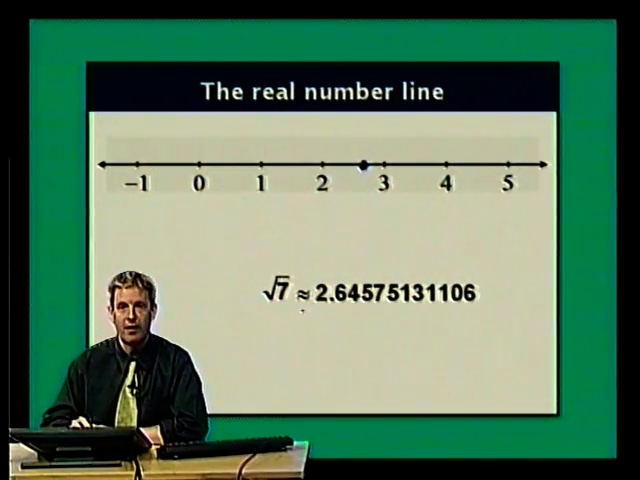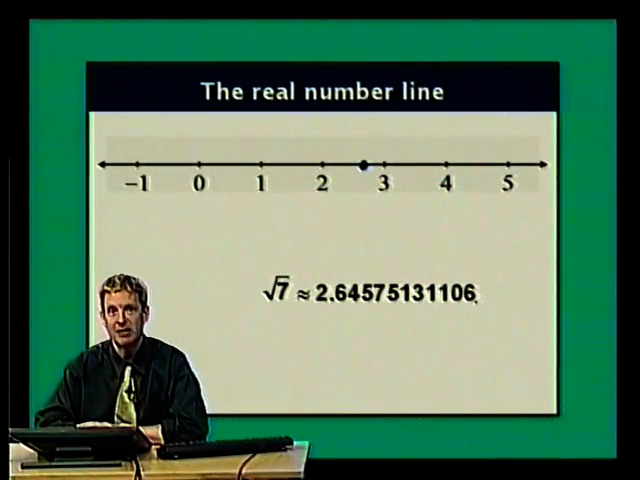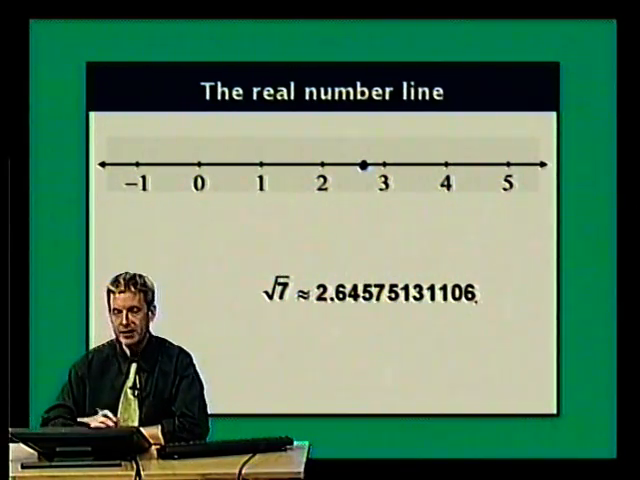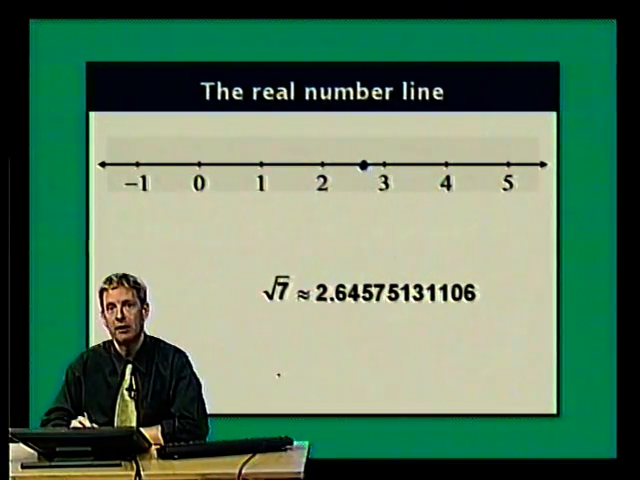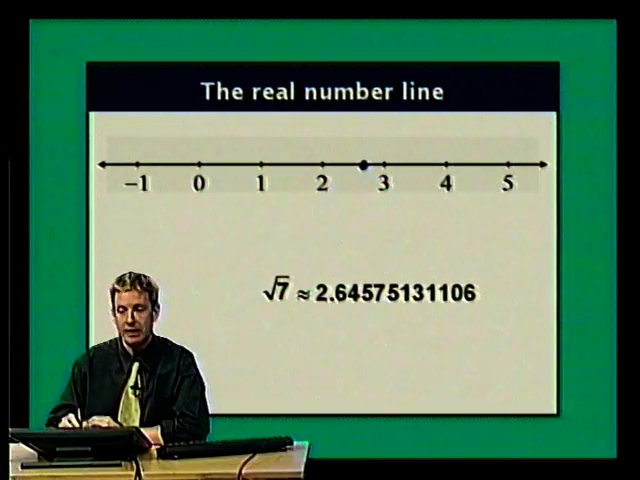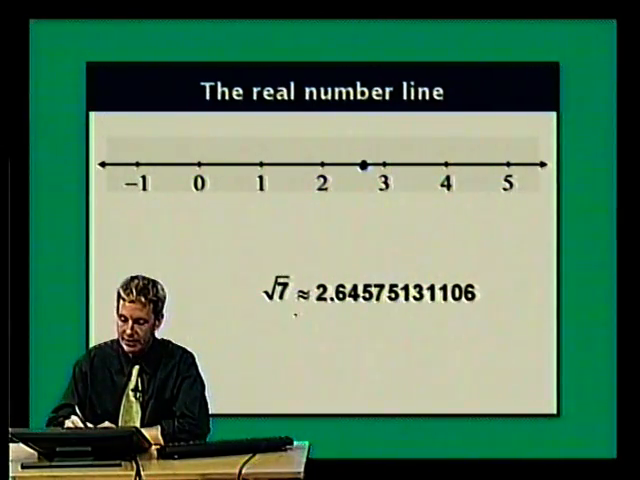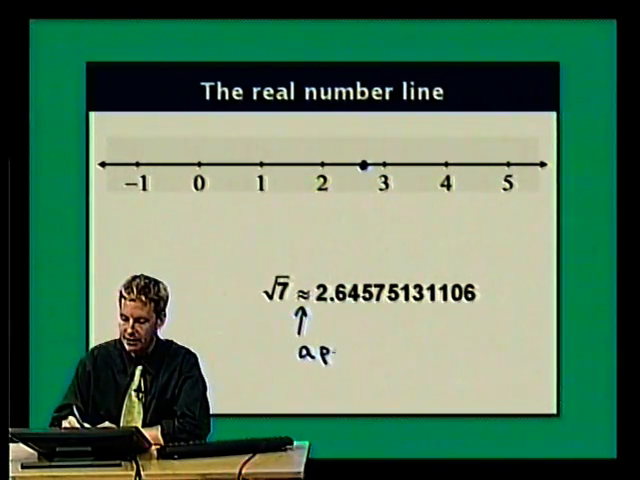Notice that I've got this funny little squiggly sign between the square root of 7 and this decimal representation. The reason I did that is because even though I copied all of the digits off my calculator, this decimal is nothing but an approximation for the square root of 7.